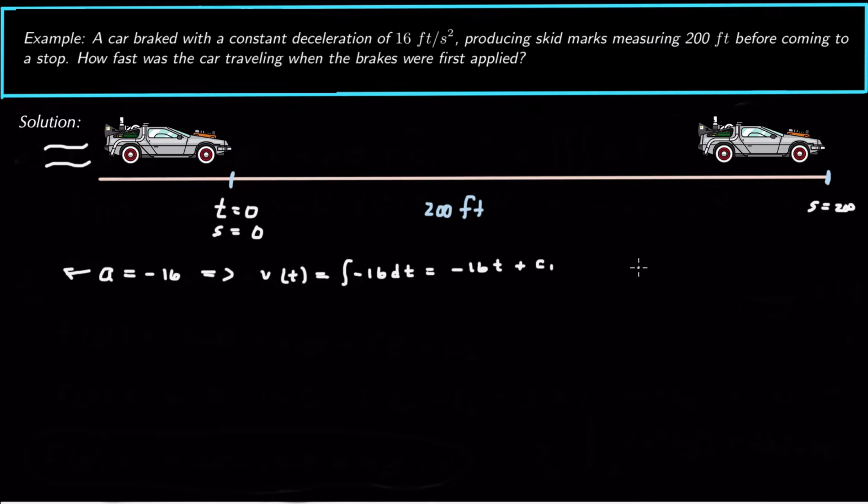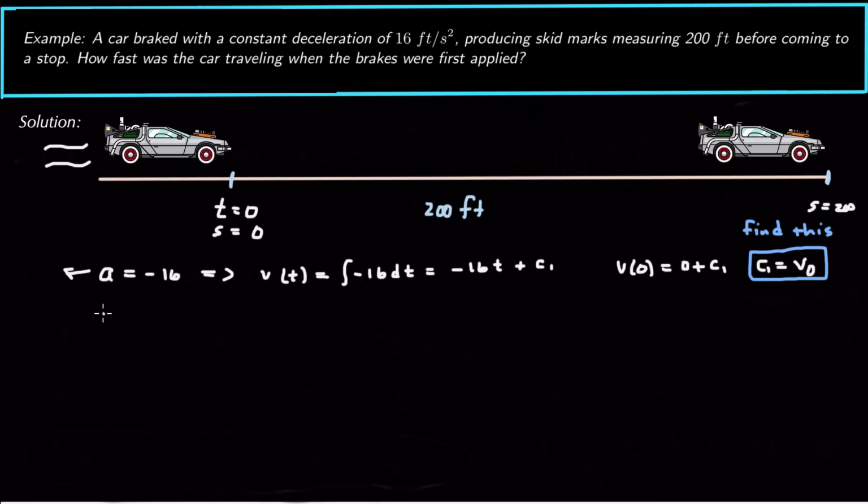Now, that's our velocity: negative 16t plus c1. If we plug in v of 0, that would be 0 plus c1. So c1 is actually the initial velocity, and that's what we want to find. So c1 is just v0, the initial velocity, and this is the quantity we want to find. All right, so that's where we're going.